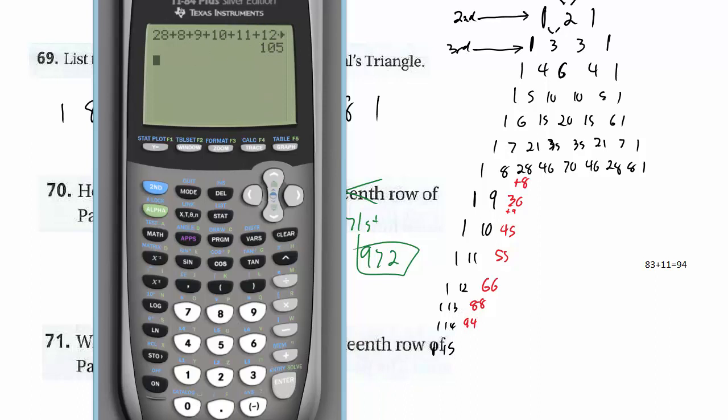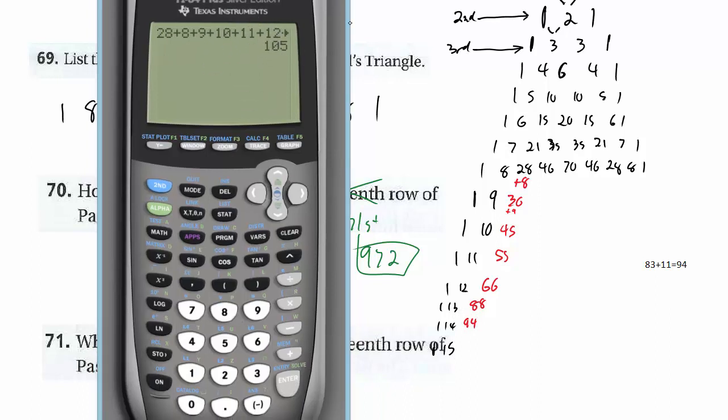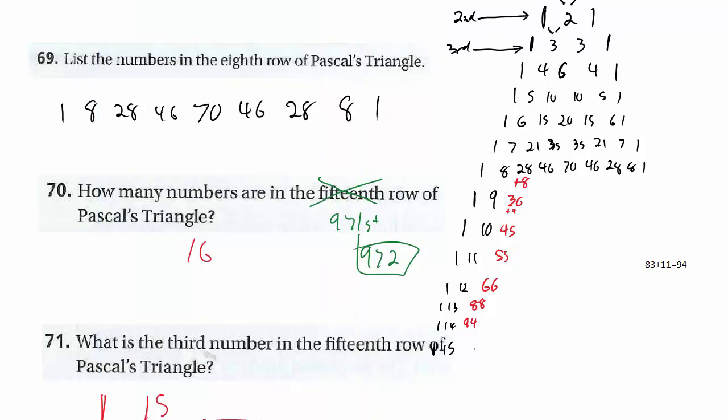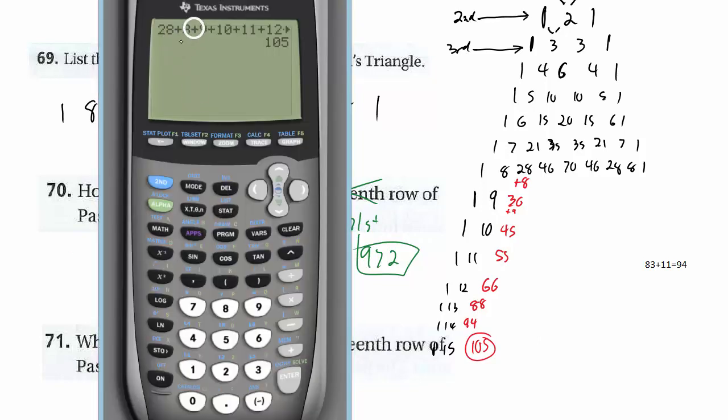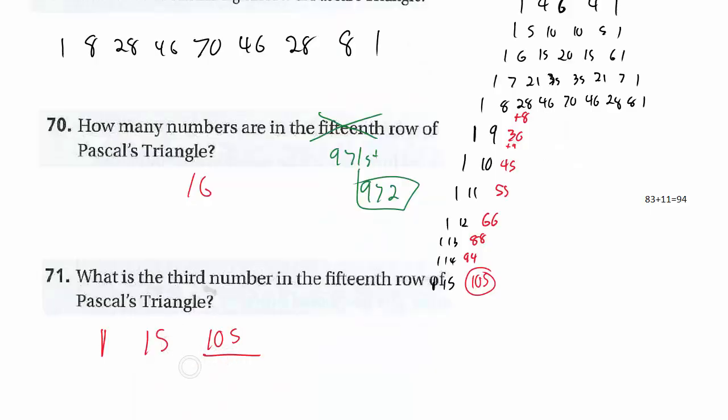So just a neat little trick. It's really just an exercise in patterns. This one actually comes out to 105. And notice how I didn't have to find all those intermediary results. I could have just used this little pattern, this little inductive reasoning, to figure it out. So that's how you do one like 71.